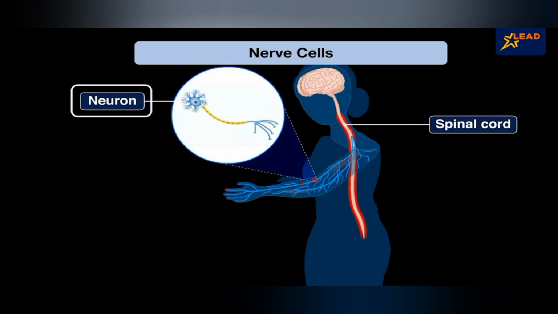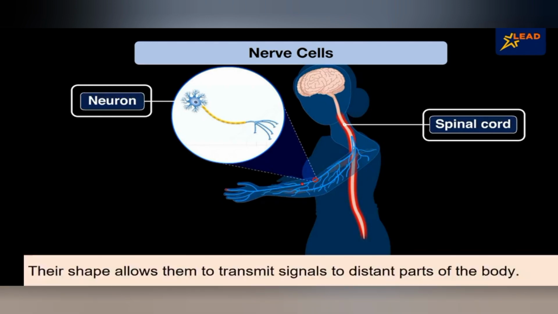Nerve cells are long and thin. They help in carrying messages from the brain to different body parts. The shape of the nerve cells allows them to transmit signals to distant parts of the body.